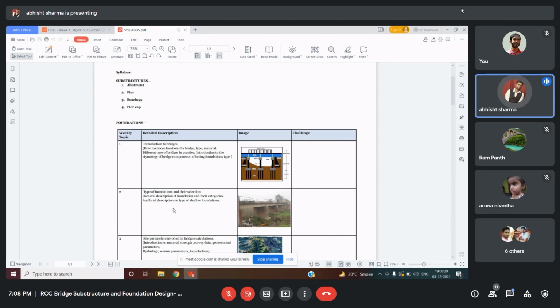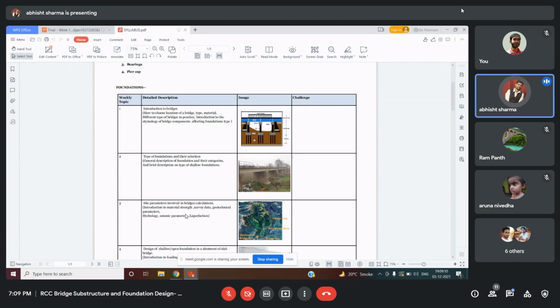So in the first week, as you can see in here, we will be covering the introduction to bridges, like how to choose the location of a bridge, what types of bridges there are, what kinds of materials we can use in a bridge, different types of bridges in practice, and which bridges are allowed now. Right from the history, we'll talk about various parameters that have evolved over the period of time. Then the introduction to the terminology of bridge components affecting the foundation type. In this one, we will be only talking about the foundation type and the substructure as well.